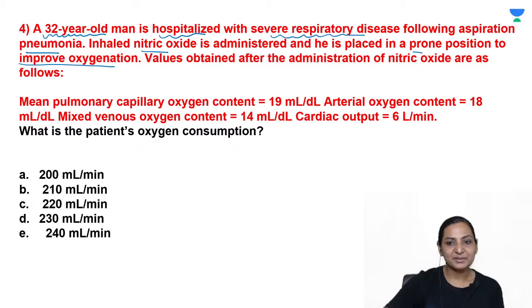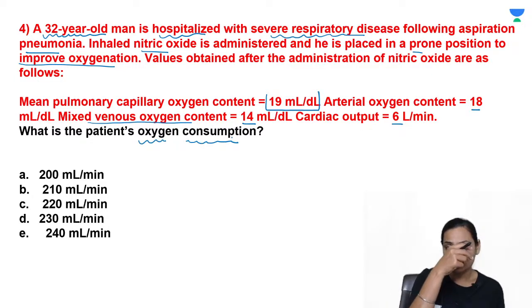Values obtained after administration of nitric oxide are as follows: the mean pulmonary capillary oxygen content is 19 ml per deciliter, the arterial oxygen content is 18 ml per deciliter, and the mixed venous oxygen content is 14 ml per deciliter, with a cardiac output of 6 liters per minute. You are supposed to calculate the oxygen consumption.